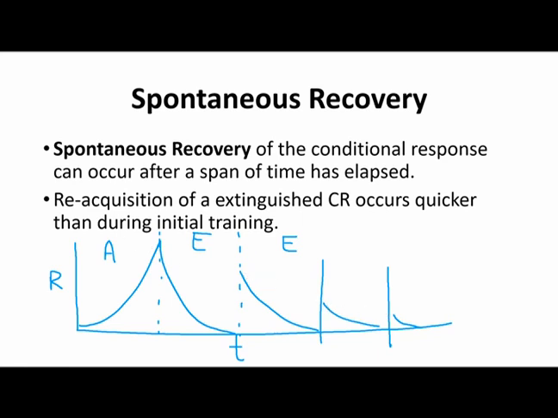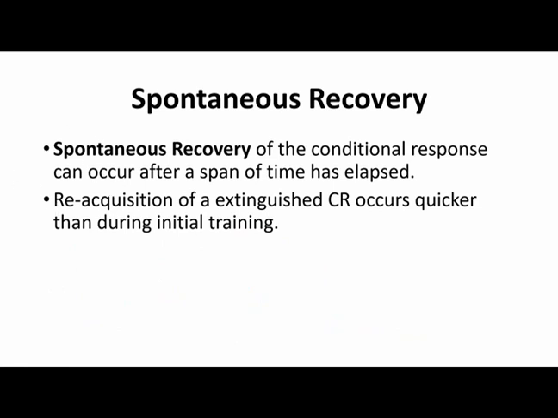We also see this really neat phenomenon where the reacquisition of an extinguished conditioned response will occur quicker than during initial training. Basically, if you've already learned an association, if your dog already knows that when they hear a tone, they get food, even if you've extinguished that particular association, if you then play a tone and give them food again, they'll relearn that association much, much faster than they did the first time around. So once you've learned something, it's a lot easier to relearn it.